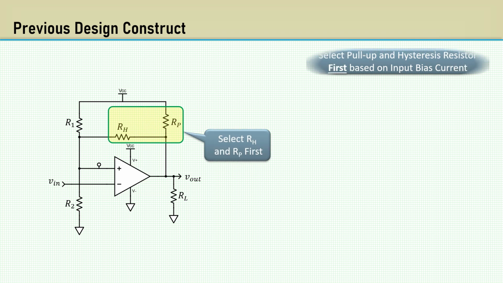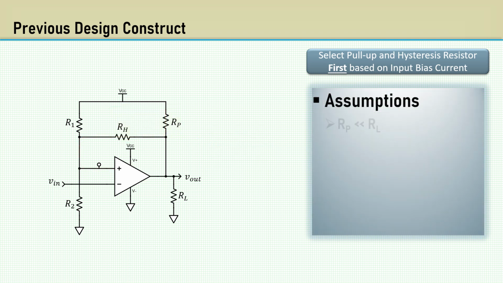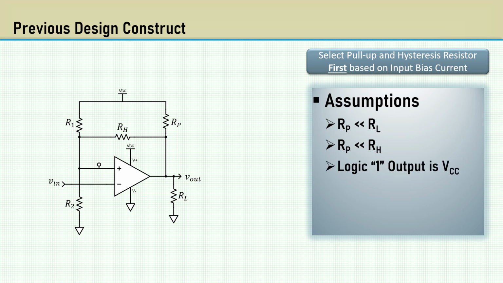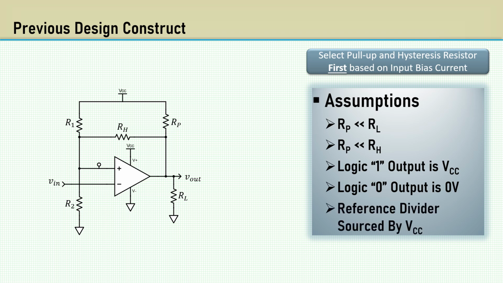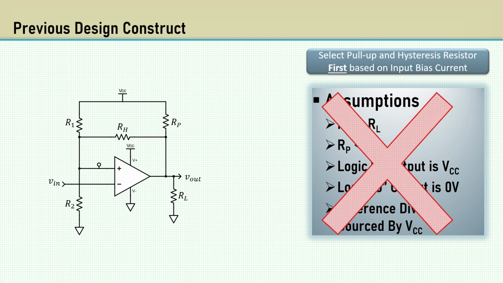We selected the pull-up and hysteresis resistors first. This was to ensure that the resistor network would overcome the input bias current of the comparator input. Several assumptions were made, starting with the pull-up resistor being much smaller than the load. Another assumption was that the pull-up resistor was much smaller than the hysteresis resistor. Other assumptions were that the logic high output was VCC, and the logic zero output was 0 volts. We also assumed the reference divider was sourced by VCC. We are going to remove all those assumptions.